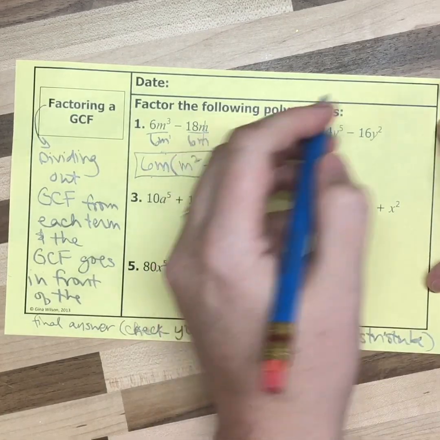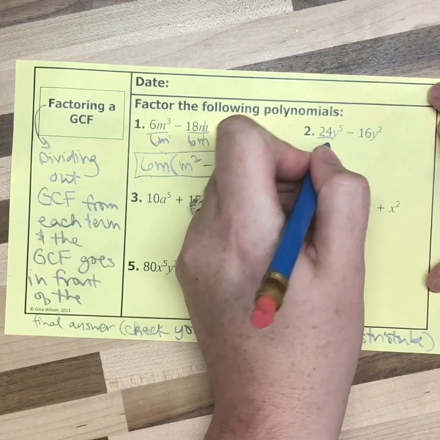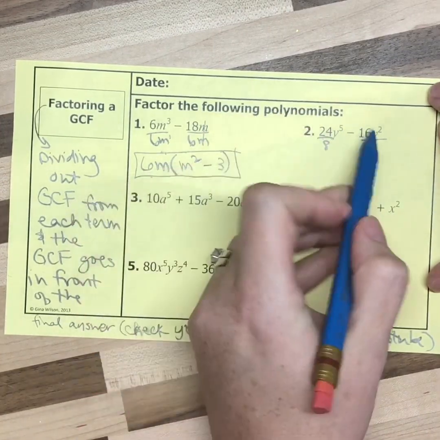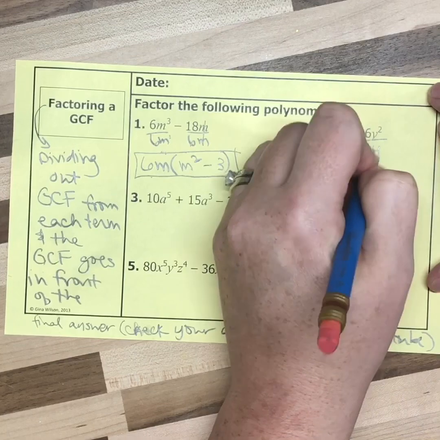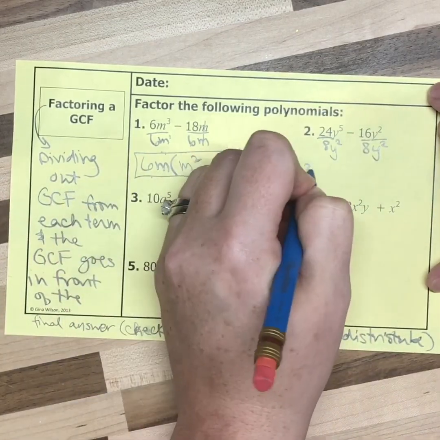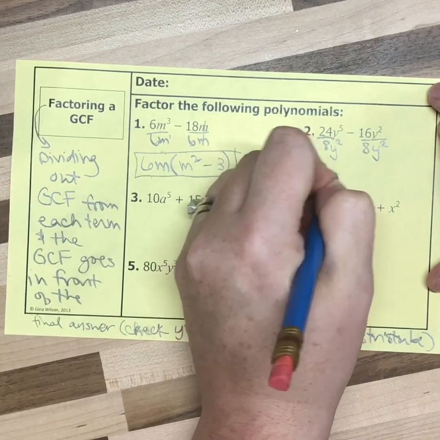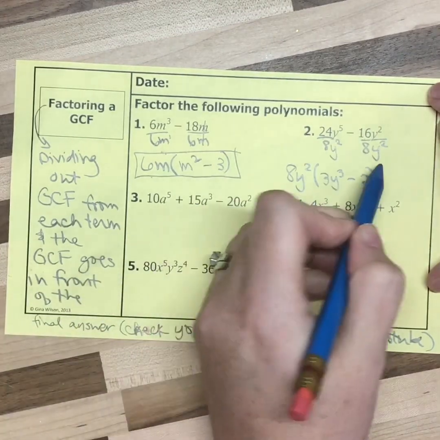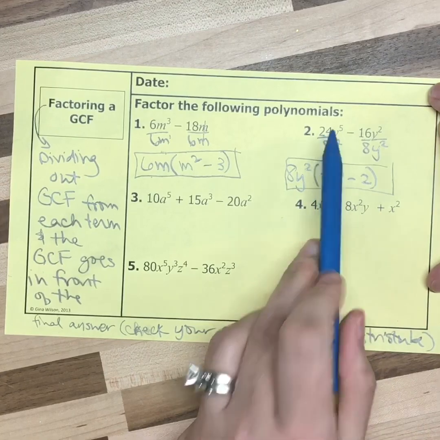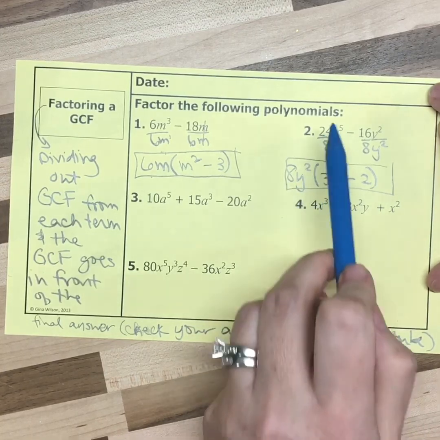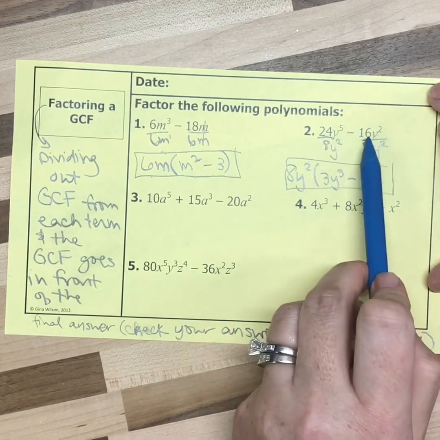So number 2, we find that between 24 and 16, 8 is the greatest common factor for the coefficients. And they both have y's, but the most I can take out is 2. So we factor out y squared. So the 8y squared is the GCF. Now we just reduce both terms. And we get 3y cubed minus 2. And again, we can do the mental math redistributing to check. So 8y squared times 3y cubed is 24y to the 5th, and 8y squared times minus 2 is minus 16y squared.